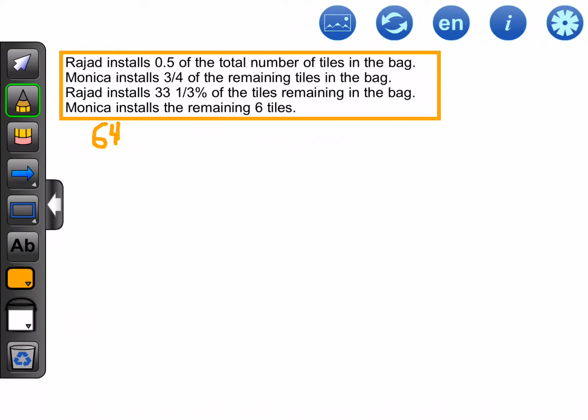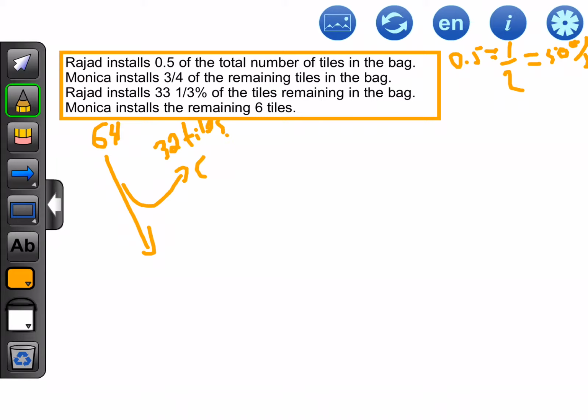So Rajad installs 0.5. So we know that 0.5 is the same as 1/2, is the same as 50%. Okay, so he takes half of them, which ends up being 32 tiles, and he puts them up into the ceiling, because 64 times 0.5 is 32. He puts them up to the ceiling, and then that means that there are 32 left in the bag. So that clue is done.